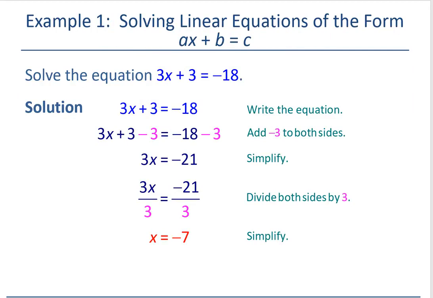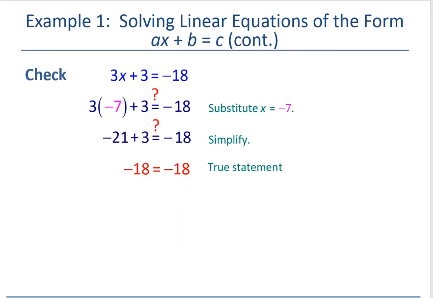They give us 3x plus 3 equals negative 18. Notice what they're doing first: rewrite the equation. Then they take this 3 and subtract 3 from both sides, reducing out this 3, leaving just 3x equals negative 21. Then they divide off the 3, and divide negative 21 by 3, and you get x equals negative 7. You can go back in there and check, plug everything back in, and you get a true statement of negative 18 equals negative 18.